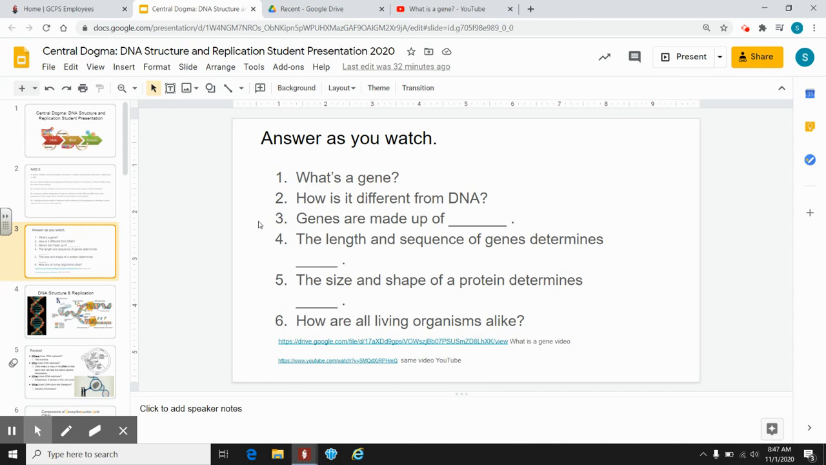The length and the sequence, that's the order, of genes determines what? And then the shape and the size of a protein determines what? Questions 4 and 5 go together. And then question 6, how are all living organisms, at least on this planet, alike? The clip is here also. And then if you're outside the Gwinnett system, it's in the YouTube clip.